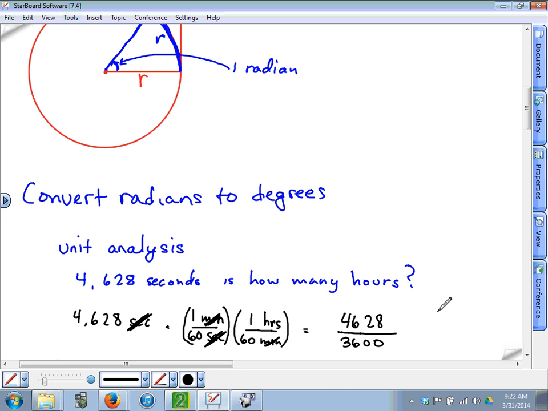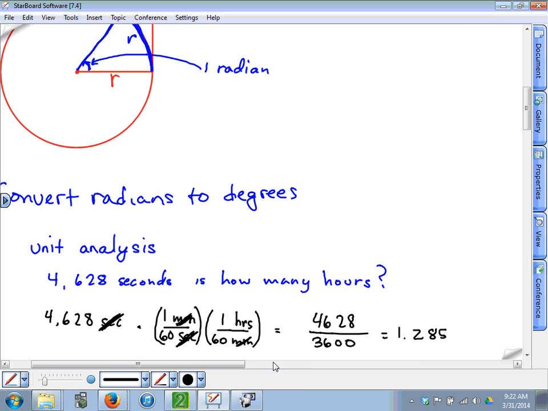But did you divide or multiply? We got to divide. It should be something just slightly greater than 1.2. So doesn't 4,628 seconds seem like a long time, but in reality, it's just a little over an hour. Okay, good.